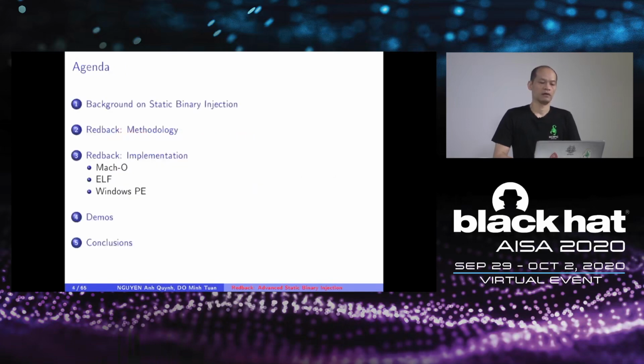In this talk, we first briefly introduce the background on static binary injection, and after that we show how we develop a new tool named Redback. We present the methodology of Redback and the implementation, so you can see how Redback supports different file formats like Mach-O, ELF, and Windows PE files. We have some demos in our talk, and finally we have a conclusion.